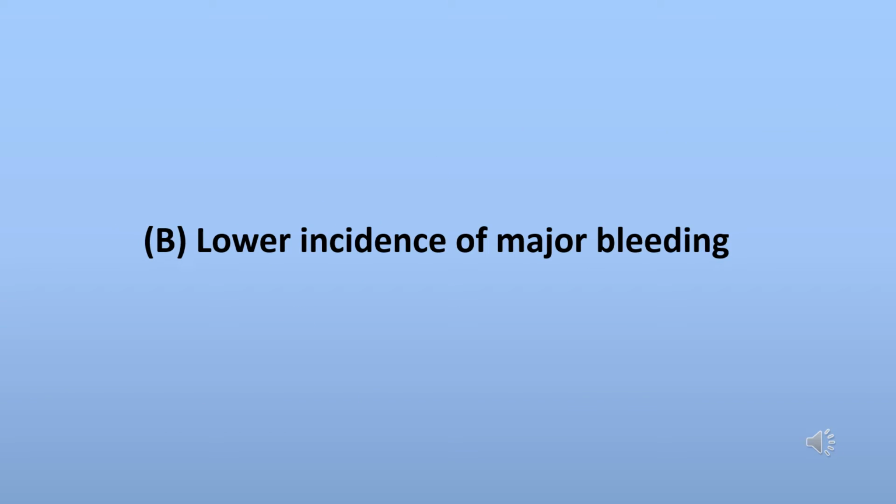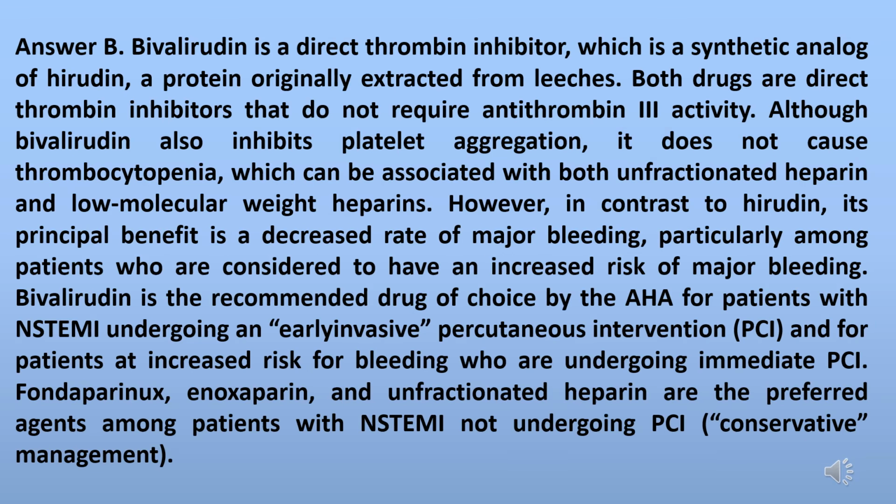Answer B. Lower incidence of major bleeding. Answer B. Bivalirudin is a direct thrombin inhibitor, which is a synthetic analog of hirudin, a protein originally extracted from leeches. Both drugs are direct thrombin inhibitors that do not require antithrombin 3 activity.